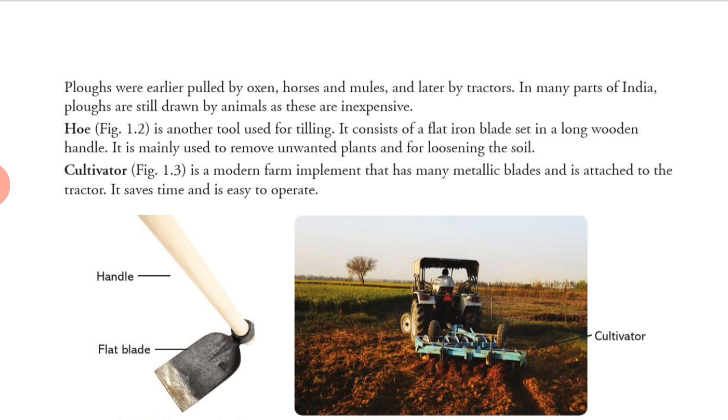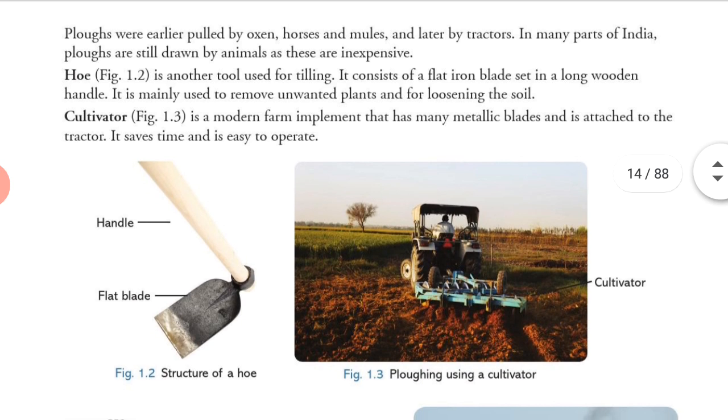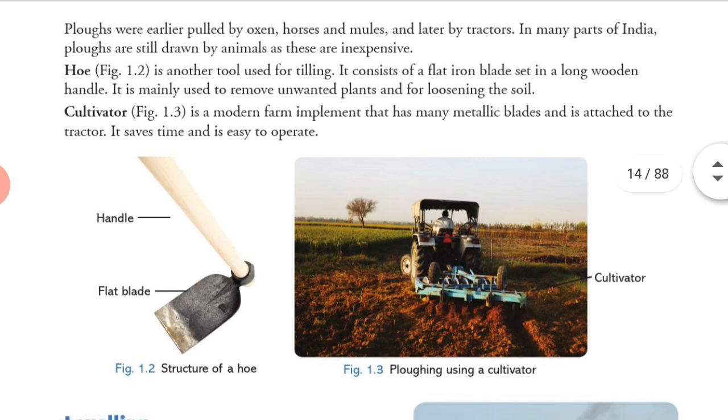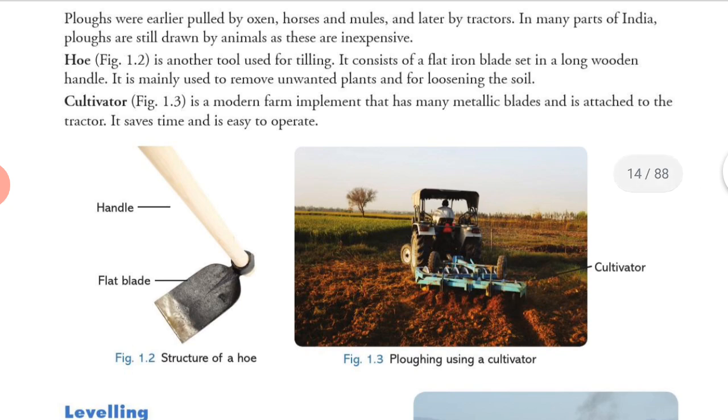Hoe, you can see, is another tool for tilling. It consists of a flat iron blade set in a long wooden handle. It is mainly used to remove unwanted plants and for loosening of the soil. Cultivator, another tool used for plowing of soil, is a modern farm implement that has many metallic blades and is attached to the tractor. It saves time and is easy to operate.